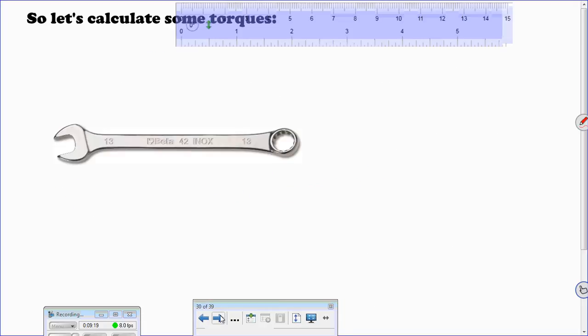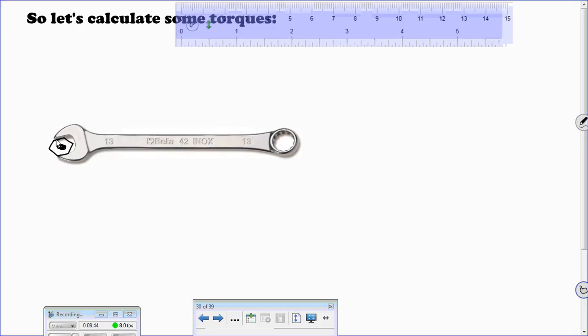So let's take a look at a simple example with a wrench. The idea here is presumably our wrench is trying to loosen some sort of bolt or nut. So we'll get a little hex nut there, and then there's a screw in the middle. When you talk about torque, the first thing you have to establish is what's your pivot point? What's your axis of rotation?